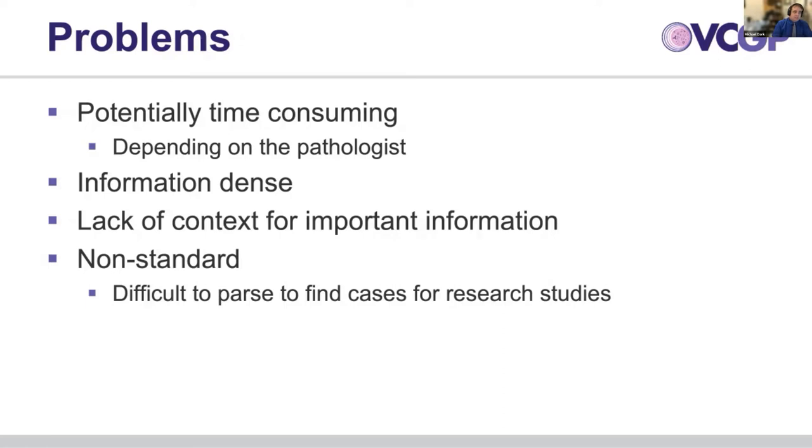And finally, the narrative report is non-standard. I don't know if any of you have tried to take reports and get information out, but without sitting there reading each report and extracting the information manually into a separate spreadsheet or something like that, it's almost impossible to get information out of those reports to use for future research studies, or to determine prognosis or grading schemes, that sort of thing. It takes a tremendous amount of work to get that information back out into a format that's usable for future work.